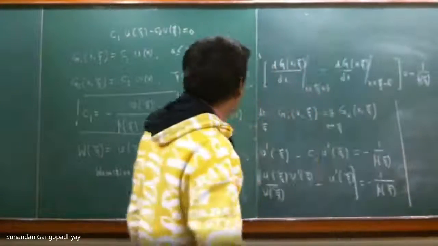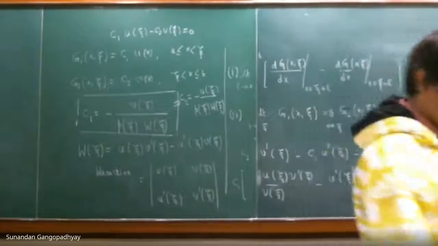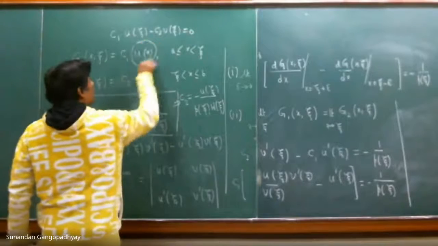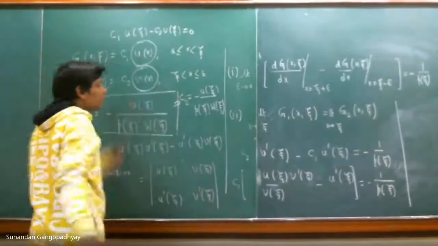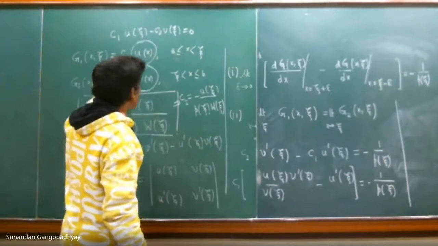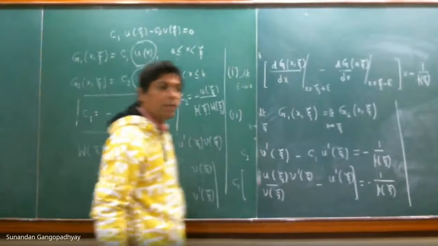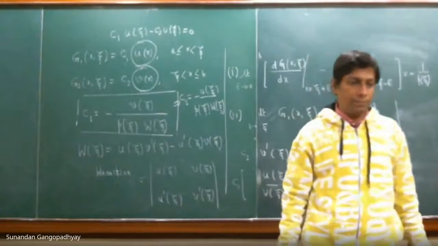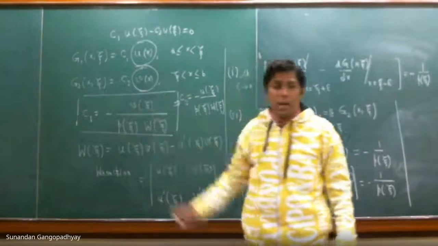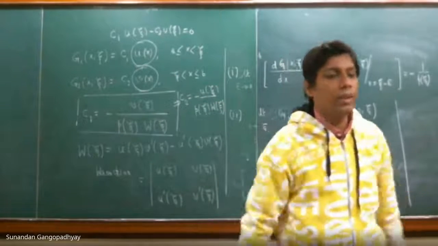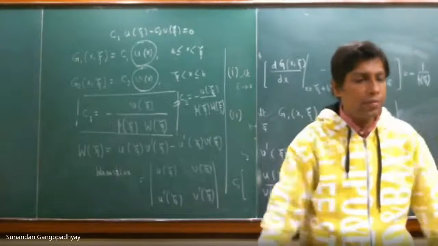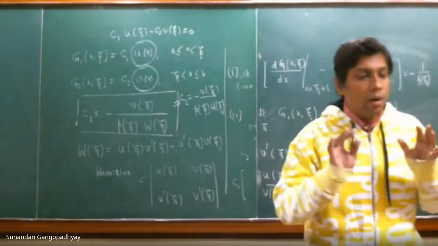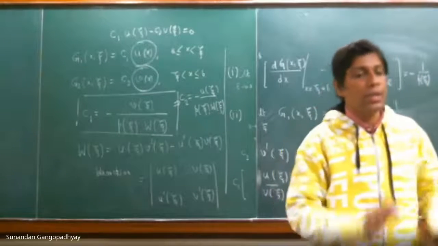So our task to calculate the Green's function is very simple. You just need to find out what this and what this are. If you can calculate this, then C1 and C2 are determined in terms of this. That you can see. Therefore, the Green's function is calculated. If you can calculate what u(x) and v(x) are, then you can calculate what the Green's function is. If you can calculate what the Green's function is, you can find out the particular integral, the solution to the non-homogeneous differential equation.